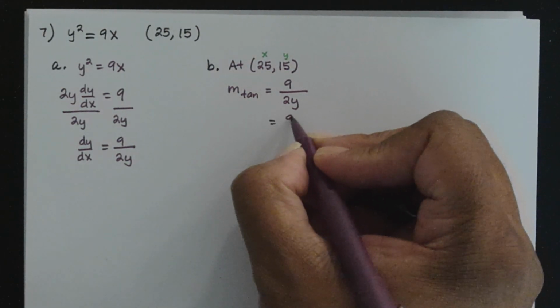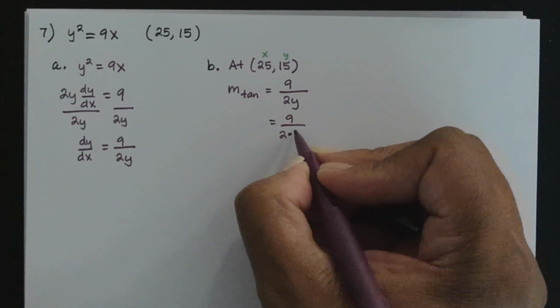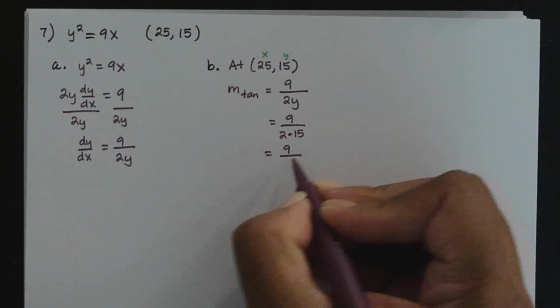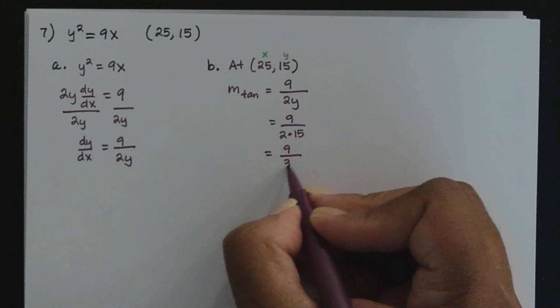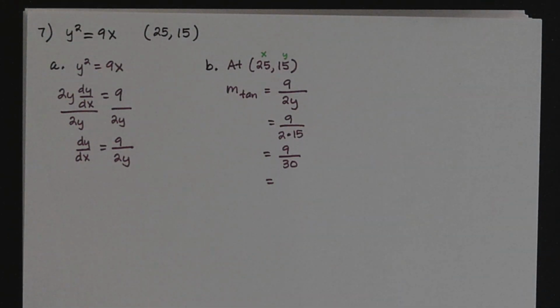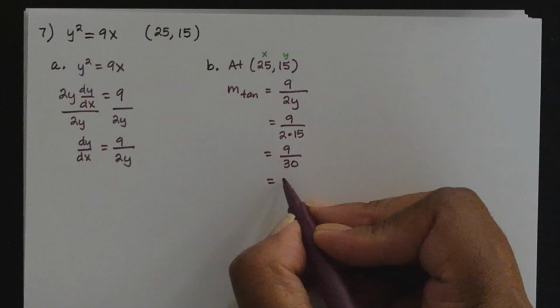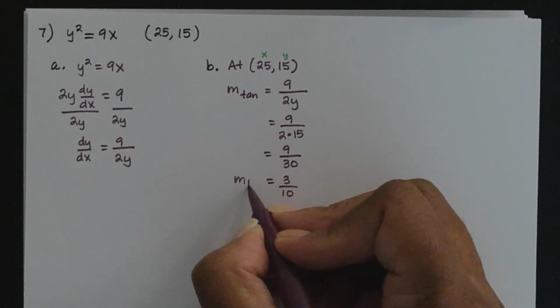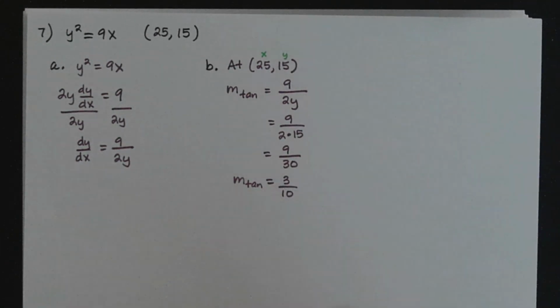So we just replace the y with 15. So it would be 9 over 2 times 15. 2 times 15 is 30. And we can reduce 9 over 30 to what? 3/10. Divide the numerator and the denominator by 3. So the slope of that tangent line to that curve would be 3/10.